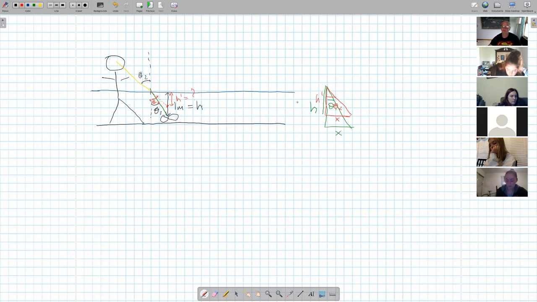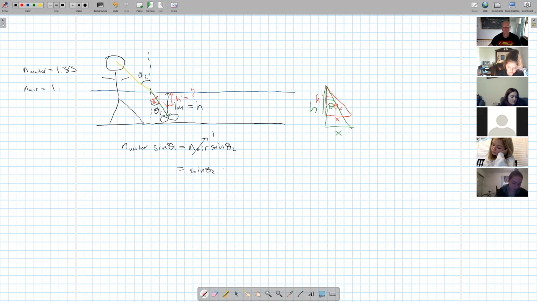So from this, we want to determine what is h prime. First things first, we know that using Snell's law, we can relate theta 1 to theta 2. So let's talk about Snell's law. Snell's law says that the index of refraction from the first medium, which is n water, times sine of theta 1 must be equal to n air times sine of theta 2. Now, n water is about 1.33, and n air is equal to 1. So I'm just going to set this equal to 1 and drop it. So it's going to be simply equal to sine of theta 2. Okay. So this is now going to give me a relationship between theta 1 and theta 2.